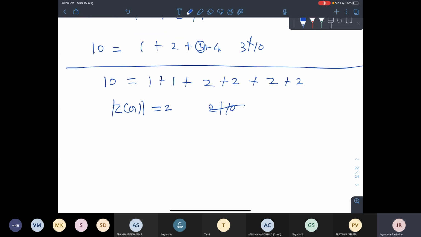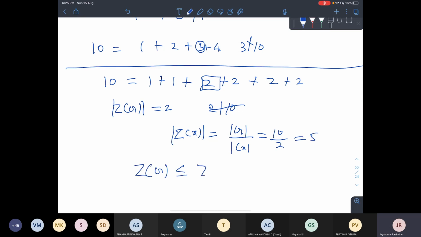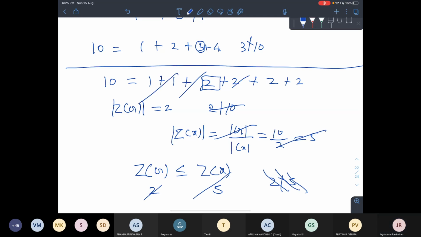No problem. But if you take this element, the order of Z of x is nothing but the order of G divided by the order of Cx, which is 10 by 2. We are getting 5. But Z of G is inside Z of x. Here it is 2, and this is 5. 2 divides 5 is not true. So this cannot be. In this way, you will answer.